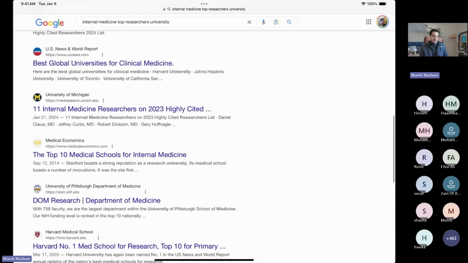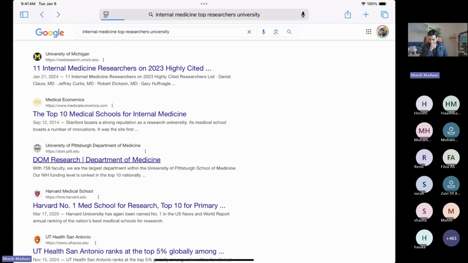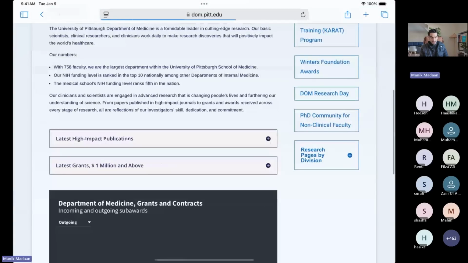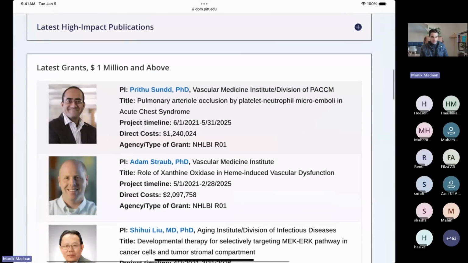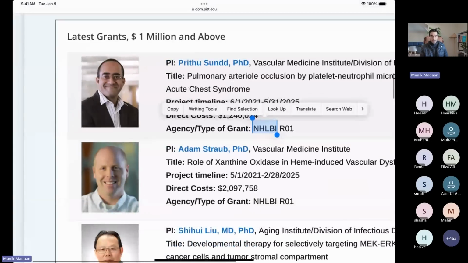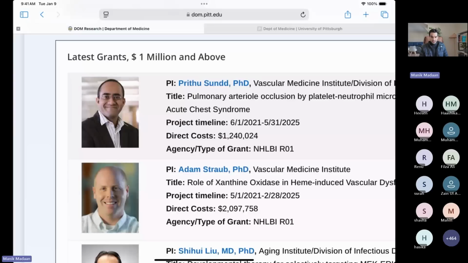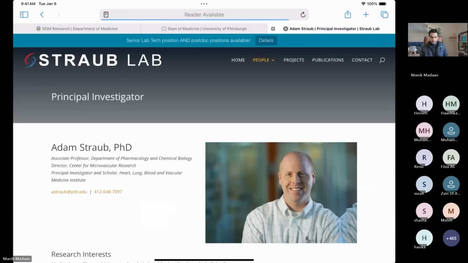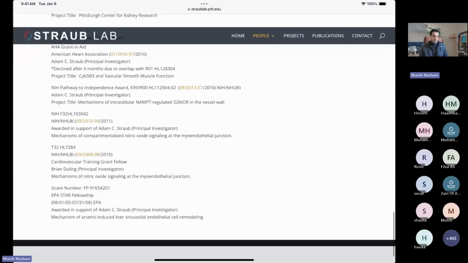But from my experience, let's say University of Pittsburgh, that's where Kaushik is. Let's say you want to work with Kaushik's mentor. So DOM, latest grants of $1 million and above. Let's look at this guy, Preetu Sindhat. He's working on vascular medicine. His grant is $1 million, and it's NIH, an R01 grant. So I go here, and this is his profile. Okay, the profile is no longer active. So let's go here, vascular medicine. Okay, here's his email. So easy. Go through his research, email him, and say, hey, do you have this position available?